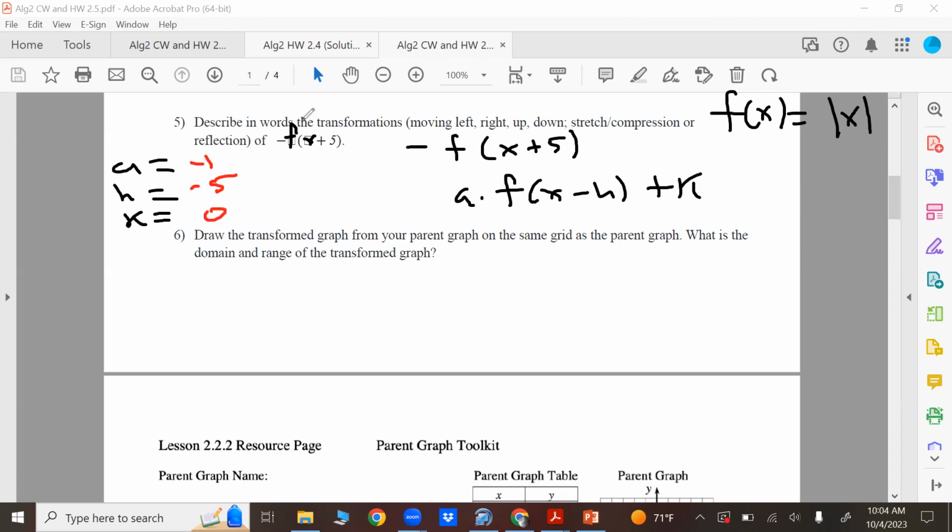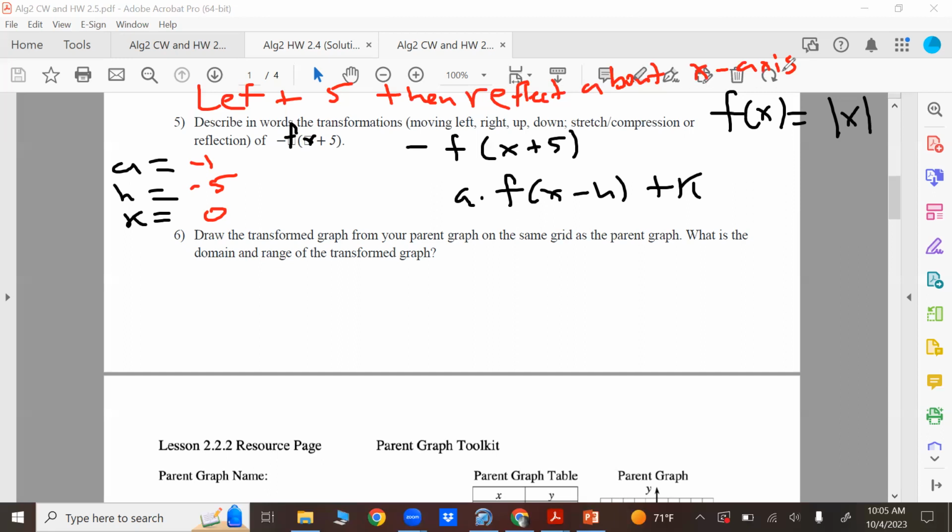Okay, so describe what's happening. You're going to reflect. Actually, let's go in the right order. You're going left 5, then reflect about the x-axis. Now, you could have said the other way and it would have been okay. If you did reflect first and then shifted left 5, you still get the same graph. But again, once you get in the habit of putting it in the right order. So that's what's happening: left 5, then reflect about the x-axis.